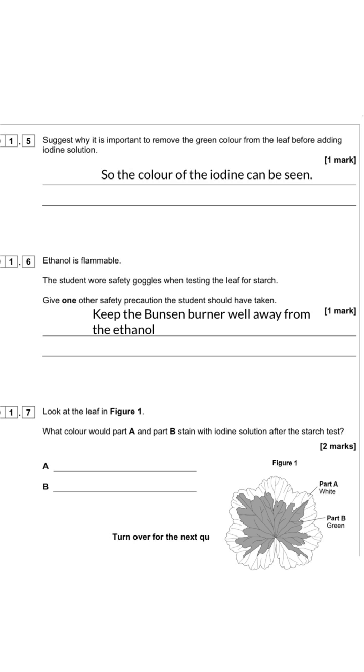So when we add the iodine, we know that iodine only turns blue-black in the presence of starch. So what you would expect is for the outer part, the white part of the leaf, to turn orange, because that's the colour of iodine. But with the presence of starch in the middle of the leaf, we would expect that orange colour to turn blue-black. Blue-black is the only phrase you can use to describe the colour change for iodine.